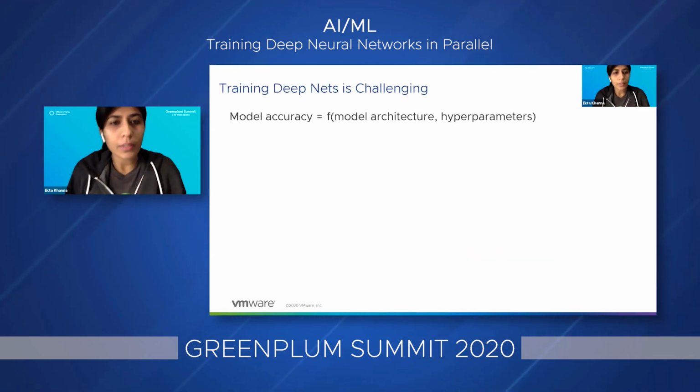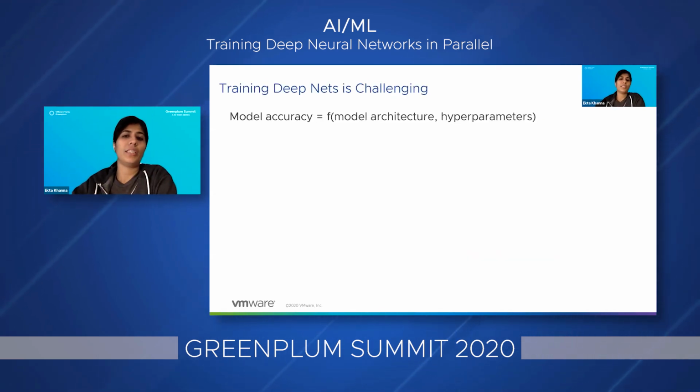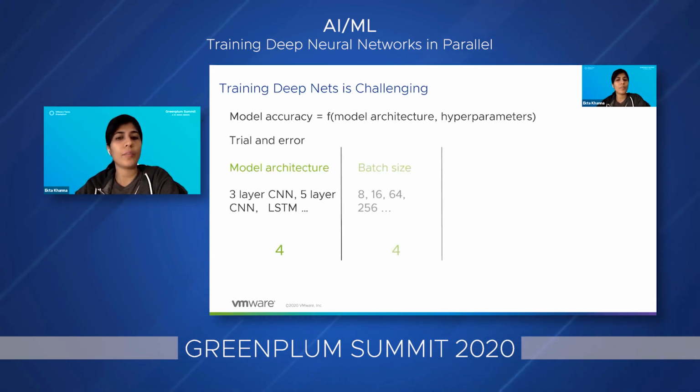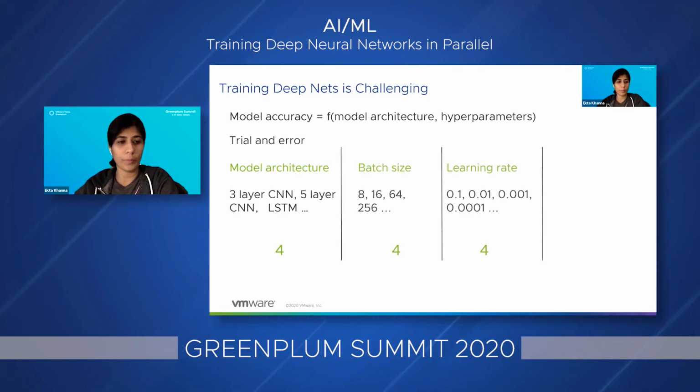Training deep learning neural networks can be challenging because the model accuracy is basically a function of the model architecture itself and the hyperparameters, which are the tuned parameters for the model. So even experienced data scientists who have many years of experience do not necessarily know a priori what model architecture will work and what associated hyperparameters for that model architecture will work for them. So we need to try, and we use a trial and error method. We come up with a good model.